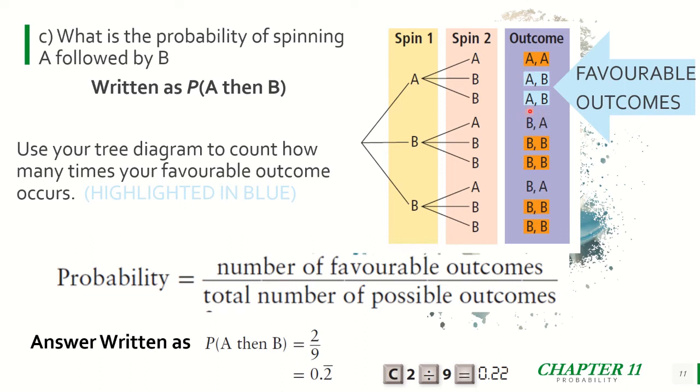So out of the 9 possible outcomes, the 9 total outcomes, the favorable one, the thing we're looking for, only happens 2 times. So we put that in a fraction, the number of things we're looking for over the total number, and that is 2 out of 9 in this case. And again, if you want to write this as a fraction, this is a perfect answer. If you want to convert that to a decimal, it's just 2 divided by 9, top divided by bottom.